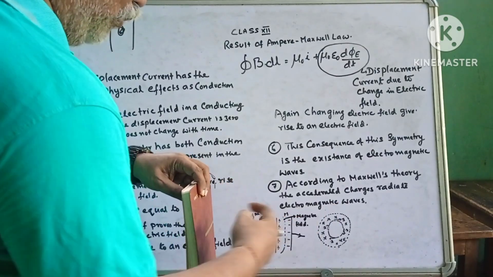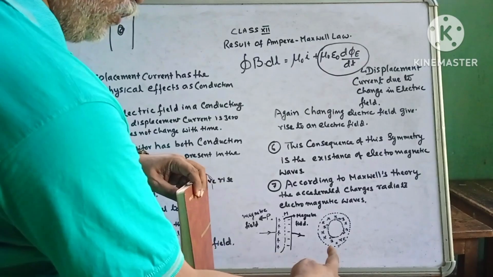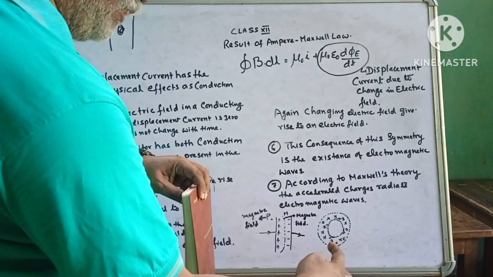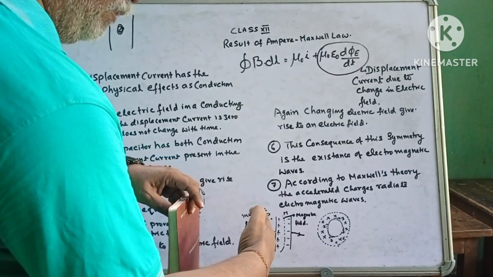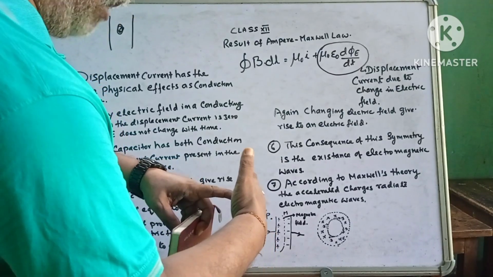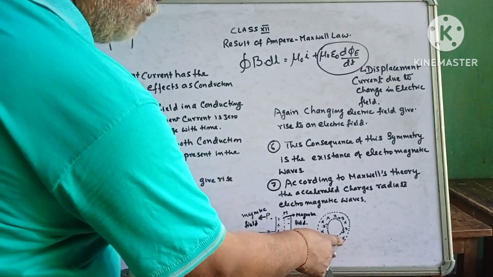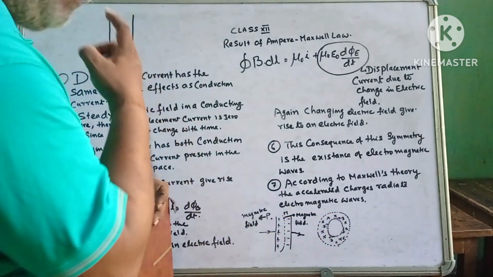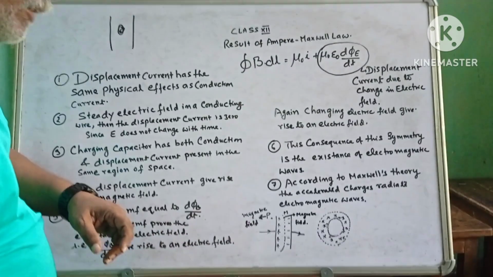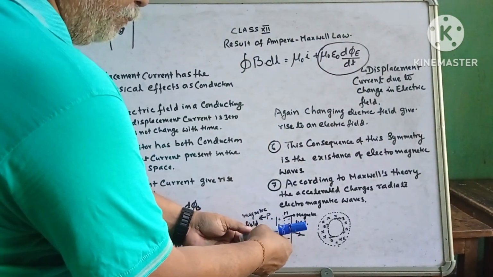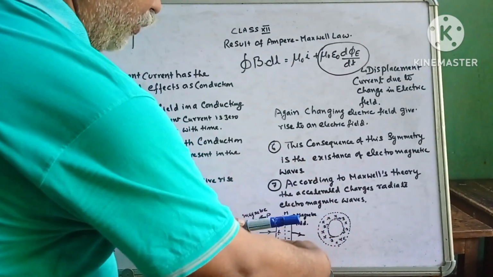The electric field is moving from the positive to the negative direction. So if you take this cross section, the electric field will be into the plane of the cross section, so it is represented by a cross. And this is the conduction current, and around this we know that a magnetic field is produced.